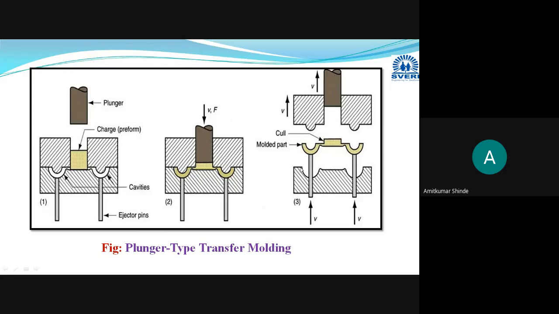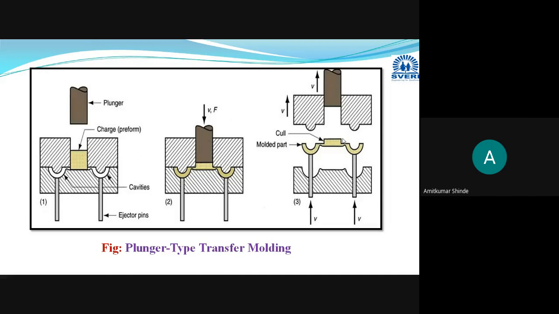And after that, this mold is opened, and with the help of the ejector pins or these knockout pins, the molded part is removed. Okay, a small amount of curl is also formed here, and this is removed by performing some other machining operations, and the final molded part is obtained. Here in this plunger type transfer molding process, the sprue is eliminated. Here gate and runner system is used.